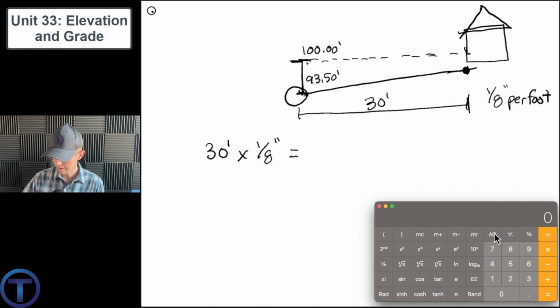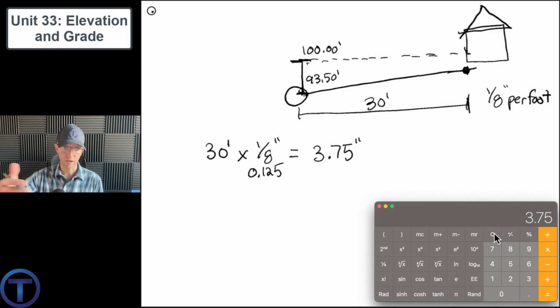So if I take 1 divided by 8, that's going to be 0.125. That's the same as 1/8 of an inch, right? So I can multiply 30 by 0.125, or I could also divide it by 8, and it's going to be the same thing, right? So I've got 0.125 times 30. This is going to give me my inches, but we're already in decimal form. I've got 3.75 inches.